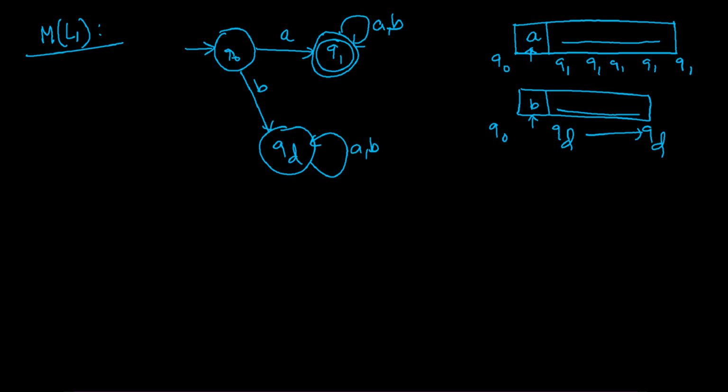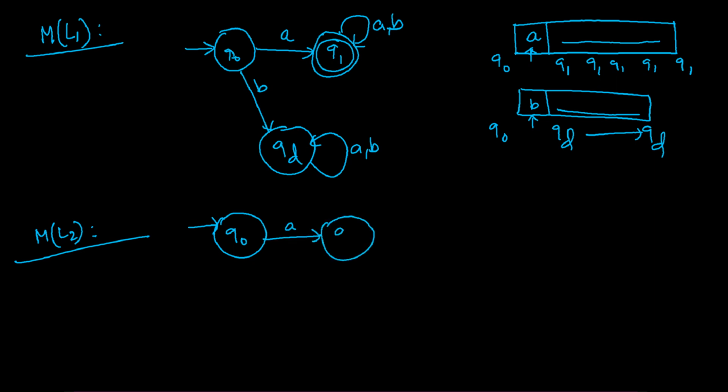Similarly, what is the DFA for L2? At Q0, when you see A, it goes to Q1, and when it sees B, you go to Q2. So from Q0, when you see AB, you reach Q2. Once you have seen AB, whatever comes afterwards has to be accepted. So Q2 is the final state.